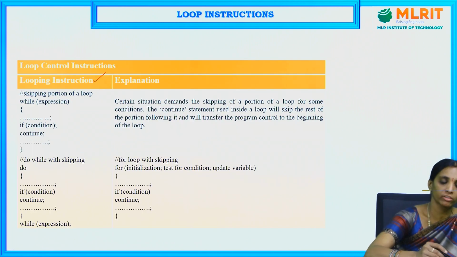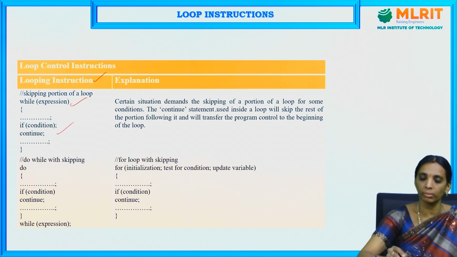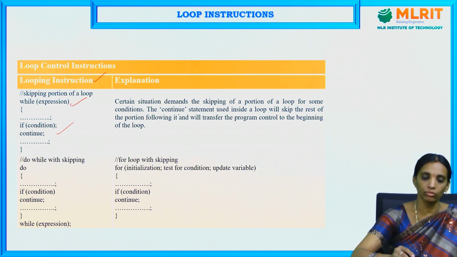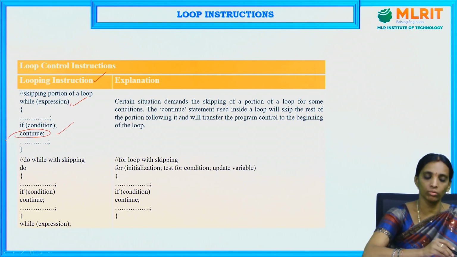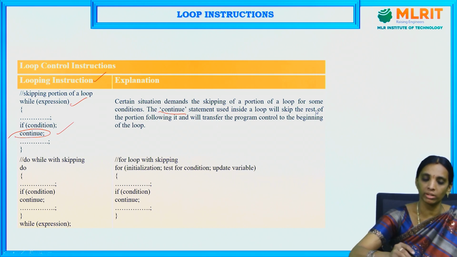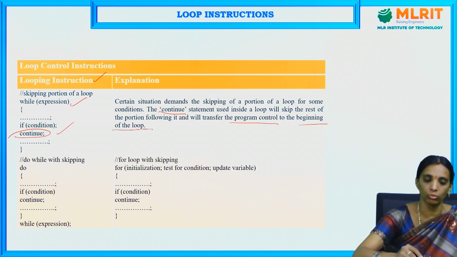Next looping instruction: in the while loop, first we need to check the condition, and next we will go for the if condition. Certain situations demand the skipping of a portion of the loop for some conditions. The continue statement, here we need to remember the continue statement. The continue statement used inside the loop will skip the rest of the portion following it and will transfer the program control to the beginning of the loop.